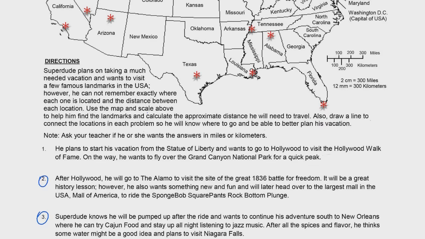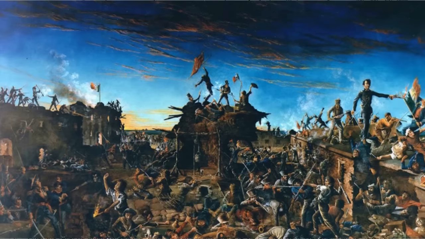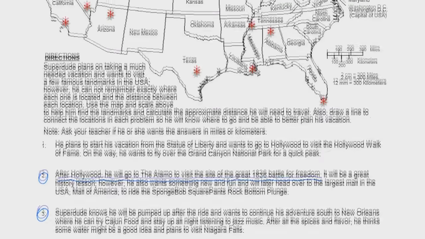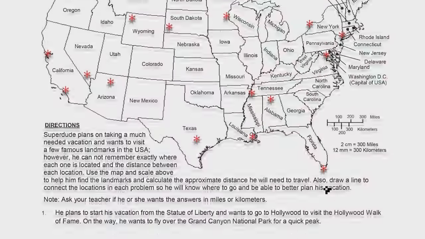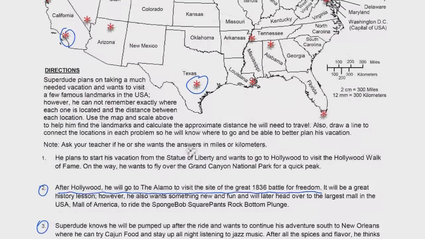Welcome back. You were supposed to work on problem two and three. Problem two: after Hollywood, he will go to the Alamo to visit the site of the great 1836 Battle for Freedom. And the Alamo is located in San Antonio, Texas. So if we come up here, he's going to leave Hollywood, California. And there's the only landmark in Texas. So he's going to go from here to here.